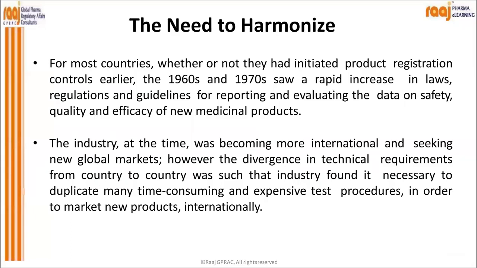So why was there a need to harmonize? For most countries, whether or not they had initiated product registration controls earlier, the 1960s and 1970s saw a rapid increase in laws, regulations, and guidelines for reporting and evaluating data on safety, quality, and efficacy. The industry at that time was becoming more international and seeking new global markets. However, the divergence in technical requirements from country to country was such that industry found it necessary to duplicate many time-consuming and expensive test procedures in order to market new products internationally.